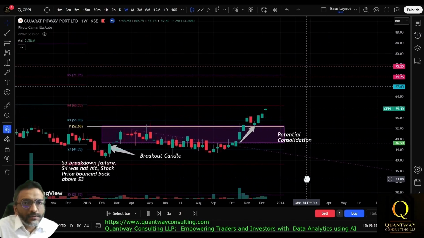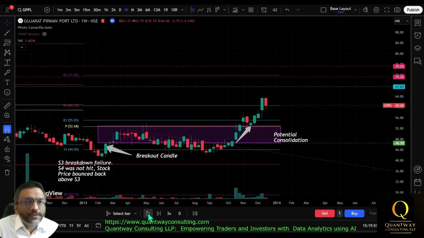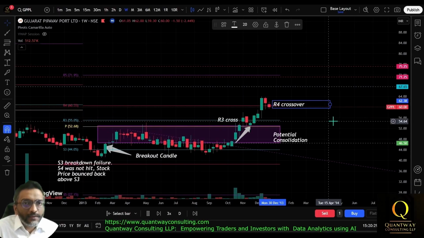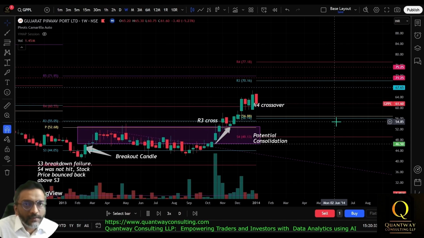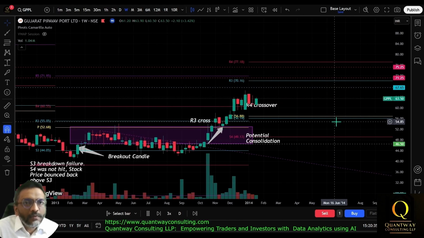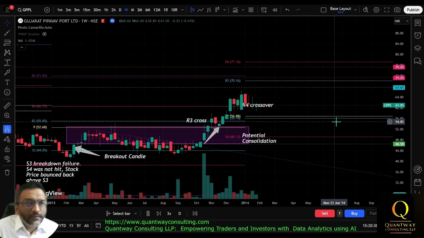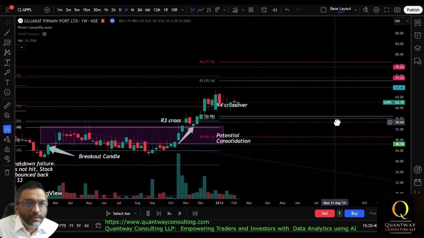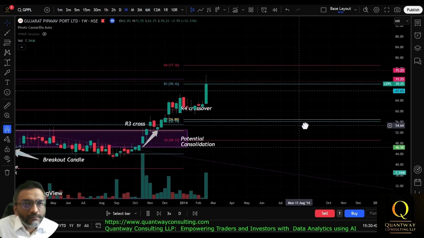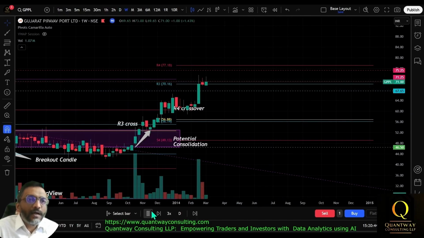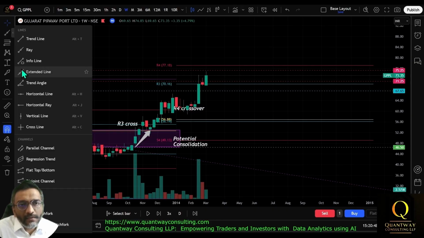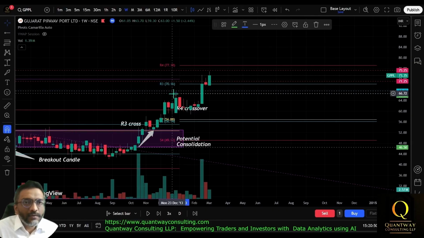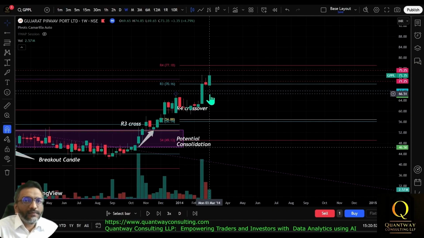Now there is a consolidation again above the potential consolidation area, that is the pivot range. The stock is consolidating around the R3 levels, and then again it has broken out from that level, and it is now again consolidating, and then again it reaches the R3 level in the next year. So you can see that in just 1 week, it has traveled to the R3 levels of the next year.